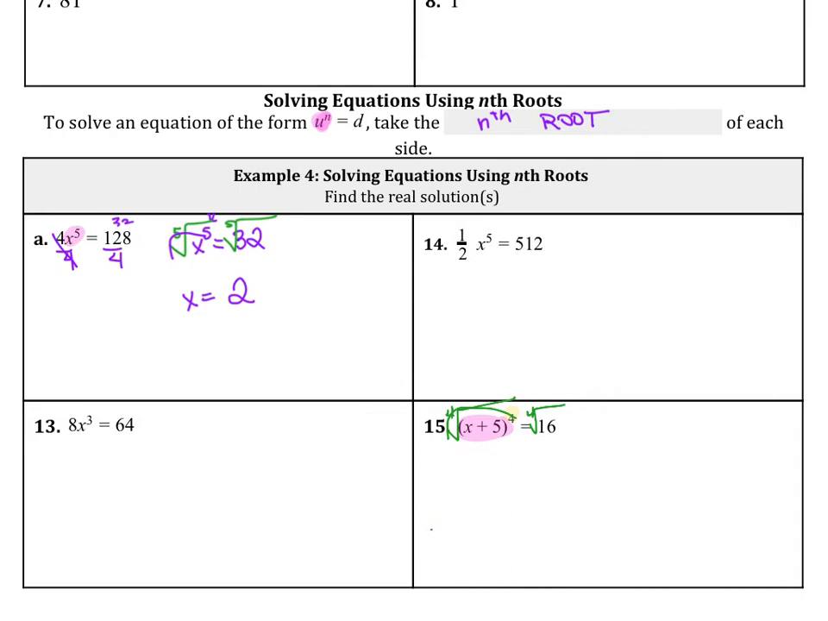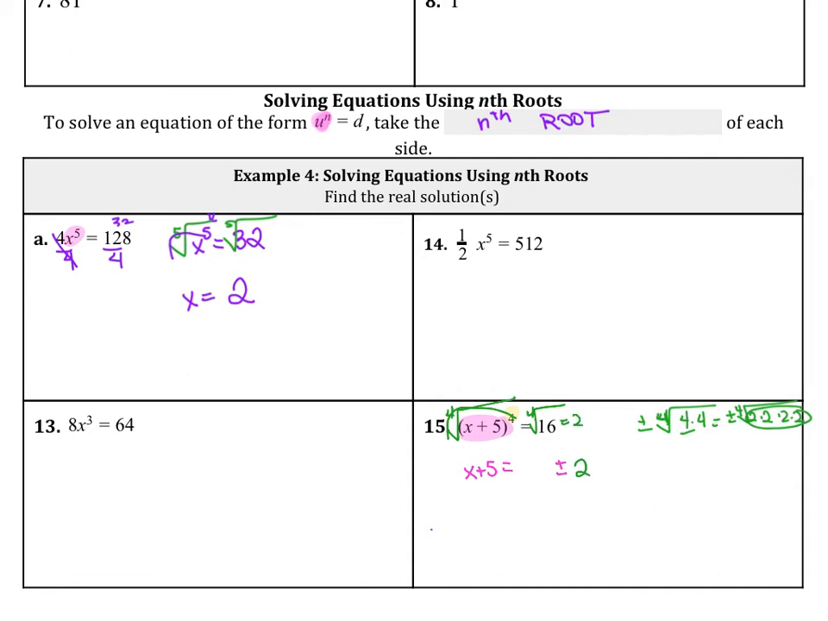Now it cancels, and we're left with x plus 5 on the left side. Now we have the fourth root of 16. It's even, so remember that it's going to be plus or minus. Let me do a little bit of work here. 16 is really 4 times 4, and that 4 tells us we need 4 numbers that are the same. So we can change it to 2 times 2 for the 4, and then another 2 times 2. So the fourth root of 16 is plus or minus 2.